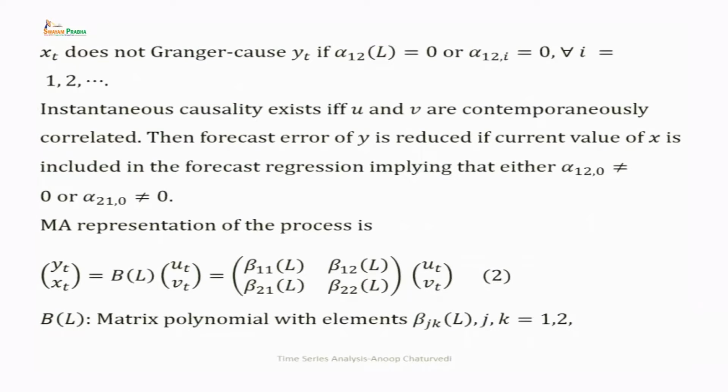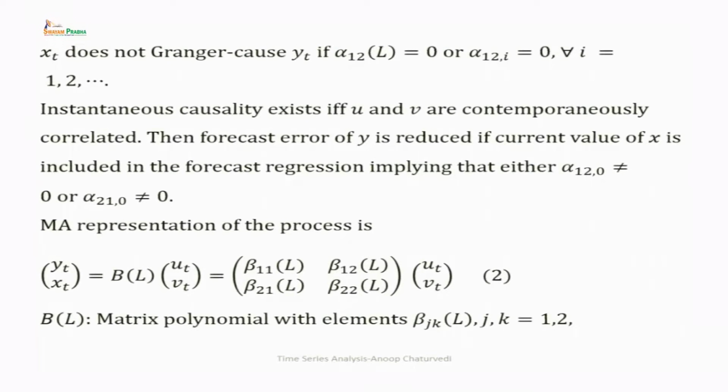Then instantaneous causality exists if and only if the current value of U, say U_t, is correlated with the current value of V_t. So, if U_t and V_t are correlated, then the instantaneous causality exists, because in that case the forecast error of y is reduced if the current value of x is included in the forecast regression. Either alpha_12,0 is not equal to 0 or alpha_21,0 is not equal to 0. So, either x is instantly causing y or y is instantly causing x.